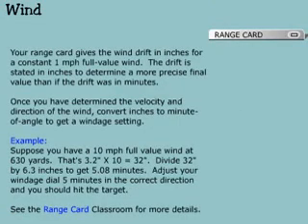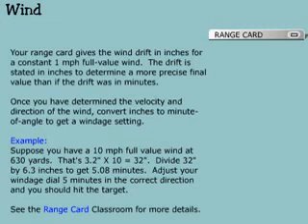Your range card gives the wind drift in inches for a constant 1 mile per hour full value wind. The drift is stated in inches to determine a more precise final value than if the drift was in minutes. Once you have determined the velocity and direction of the wind, convert inches to minute of angle to get a windage setting.